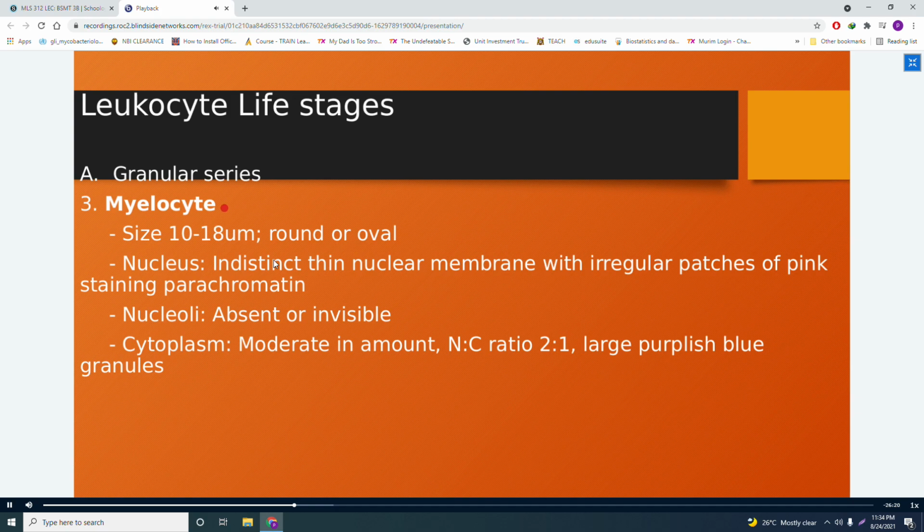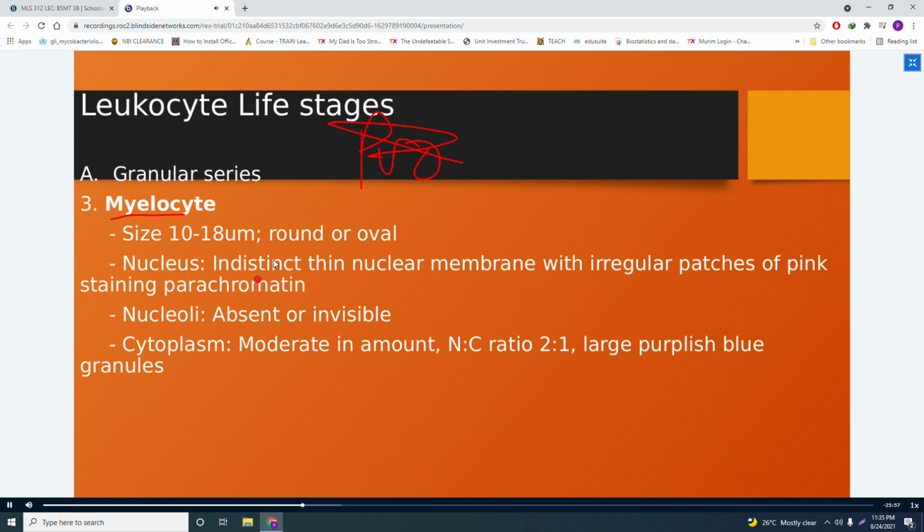Next, let's go to your myelocyte. So after your myeloblast, your promyelocyte, wala na yung prefix na pro, you have your myelocyte. So class, your myelocyte has a size of 10 to 18 micra, round or oval in shape. So pansin nyo lahat ng shape nila, round or oval.